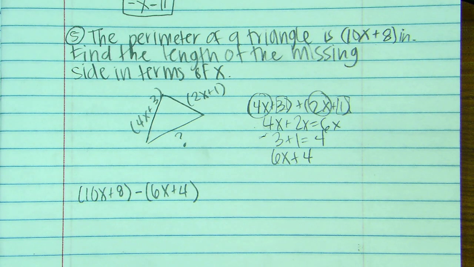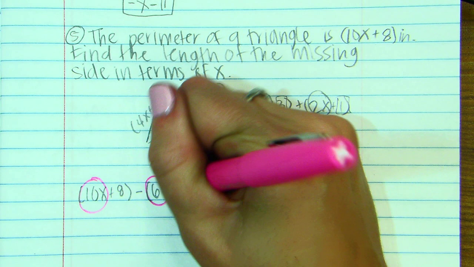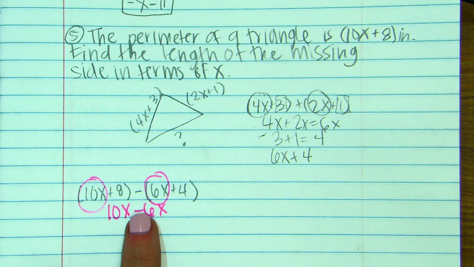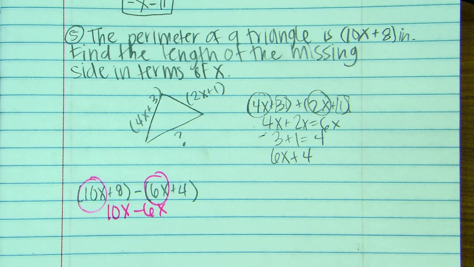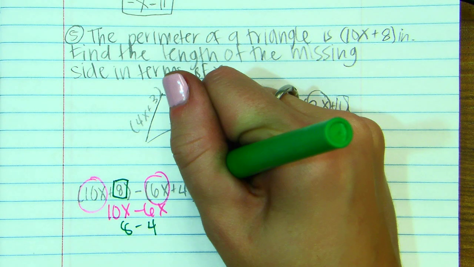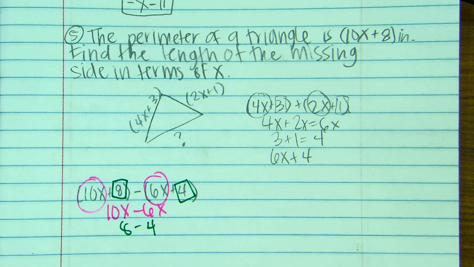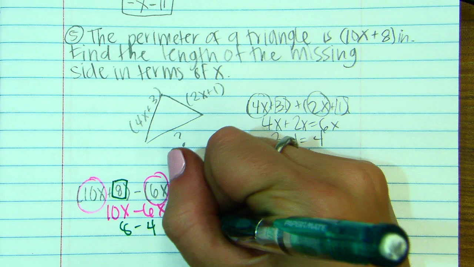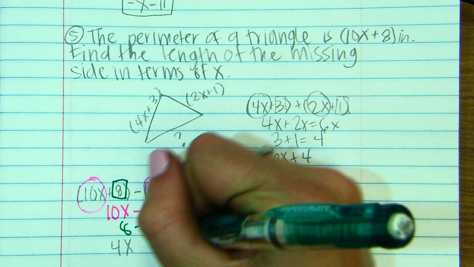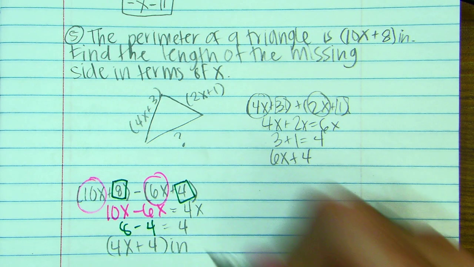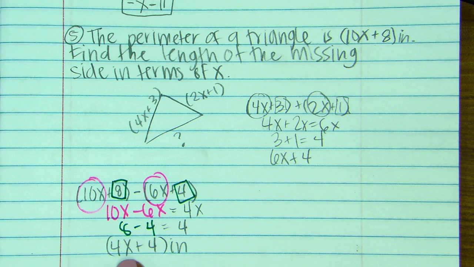I'm going to look for like terms. 10x and 6x are like terms, so I have 10x minus 6x because I'm subtracting here. And then 8 minus 4 because I'm subtracting here again. 10x minus 6x is 4x. 8 minus 4 is 4. So I have 4x plus 4 inches. And I'm leaving my answer in terms of x, so I'm leaving an x in my answer because the directions said to up here.